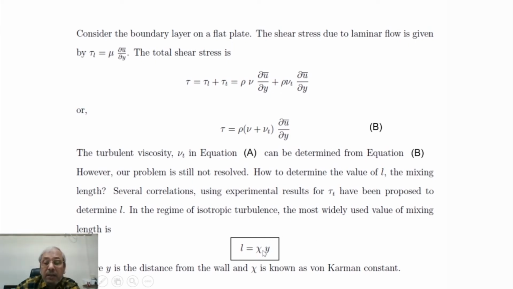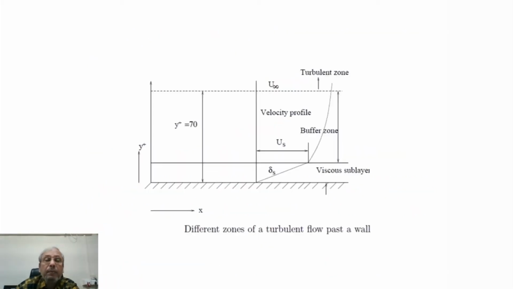It's known as von Karman constant, and its value is very close to 0.4. It varies from flow to flow, but the value is close to 0.4, 0.38, 0.39, 0.4. These are the values that were obtained through several carefully done experiments, and finally it was concluded that chi can be taken as 0.4.